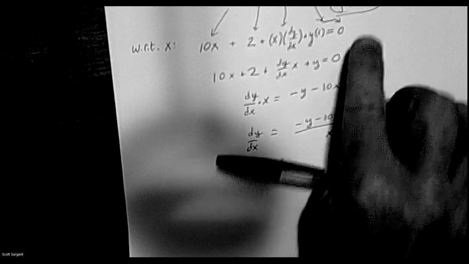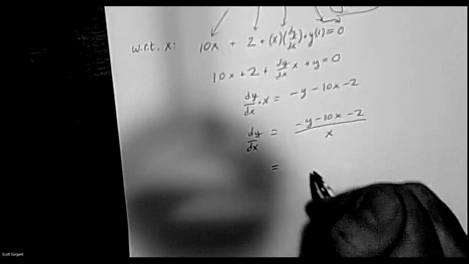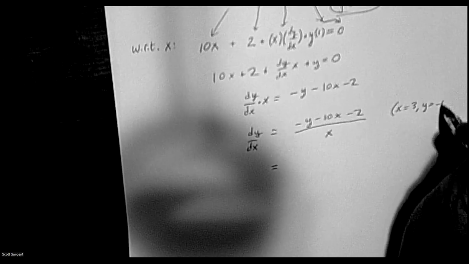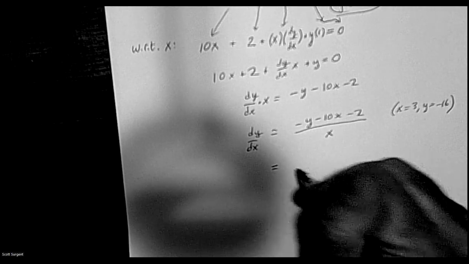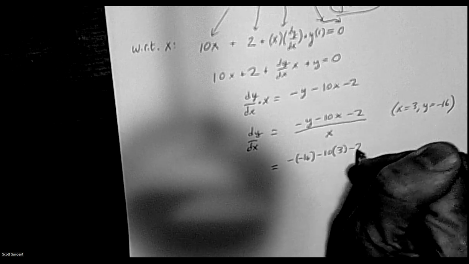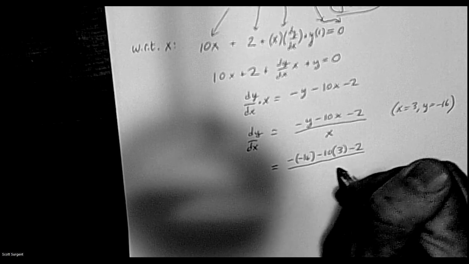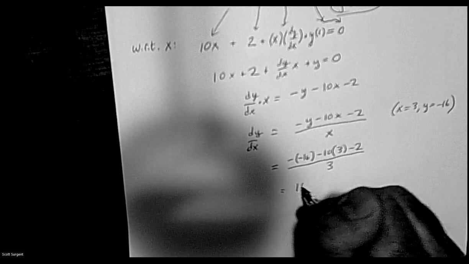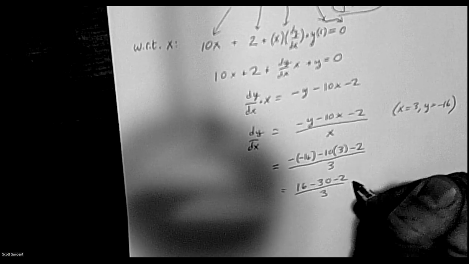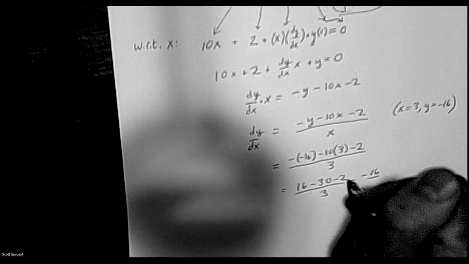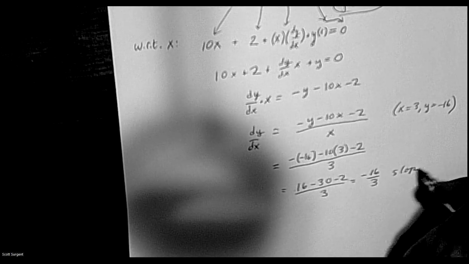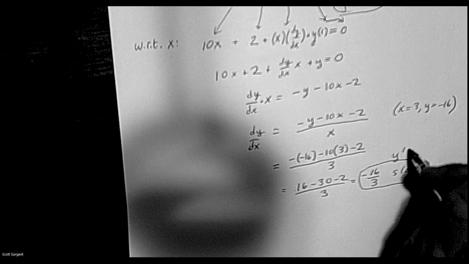Now what we do is we plug in. We're told a point is 3 and negative 16. That means x is 3, y is negative 16. So you just pop them into place. And there you go. You get 16, take away 30, take away 2, over 3. That's negative 32 on top. I'm sorry, negative 16 on top. So 16 take away 32 is negative 16 over 3. And that looks like it's our answer. That's our slope. That's our y prime at 3.